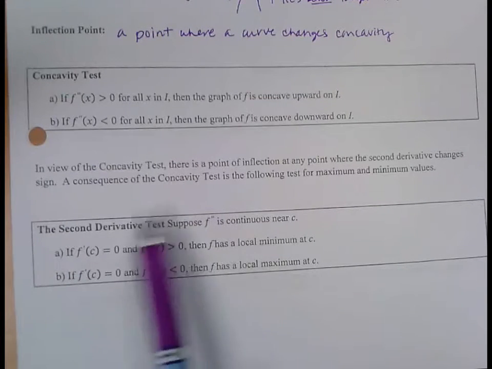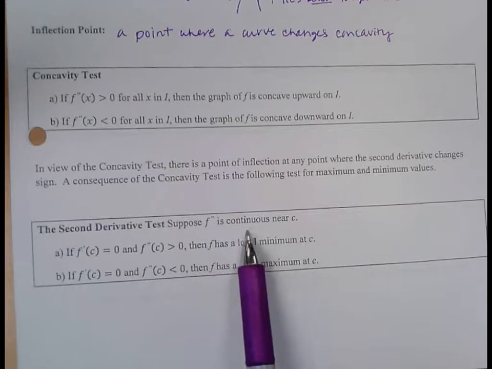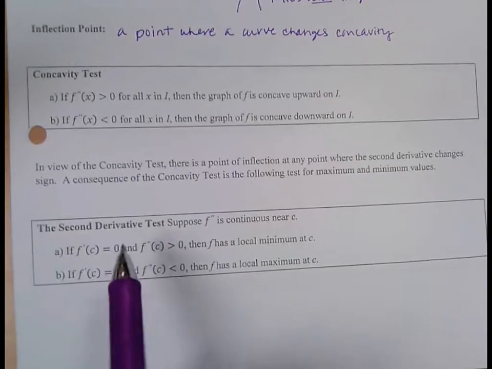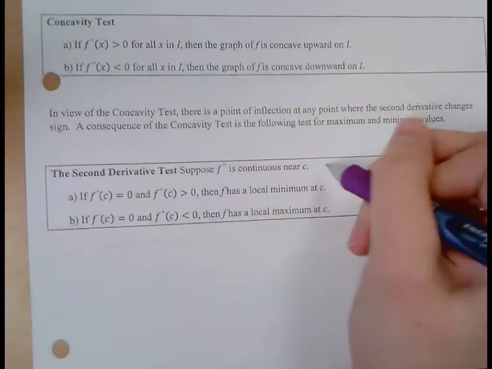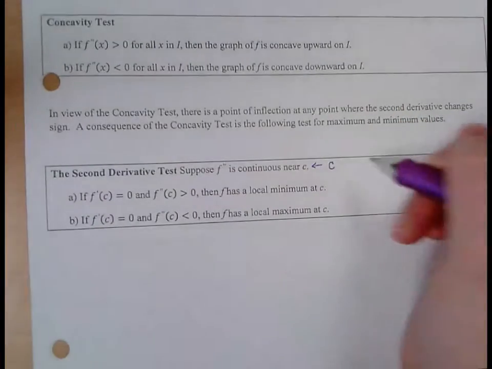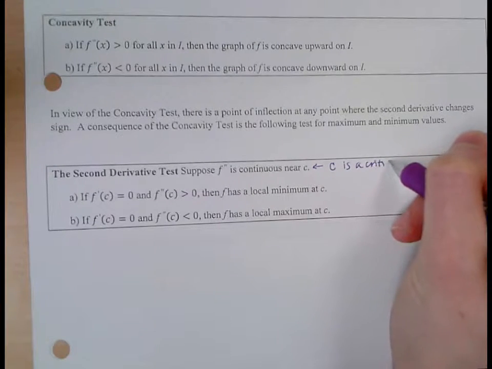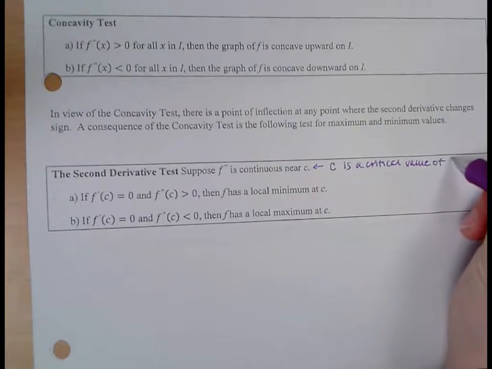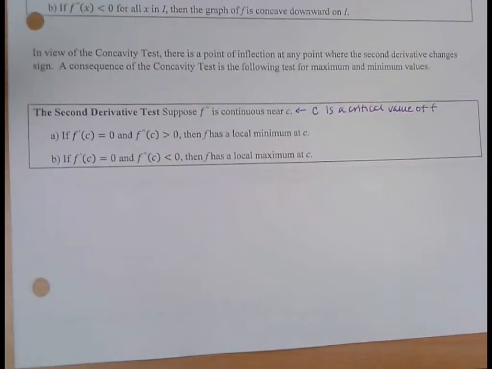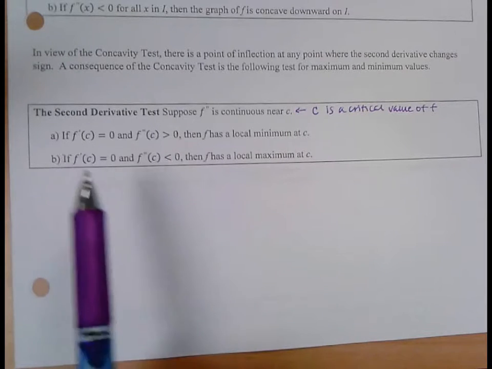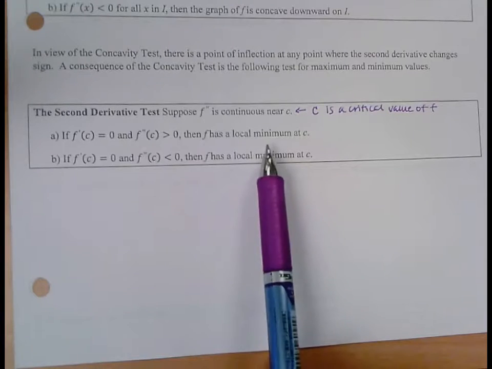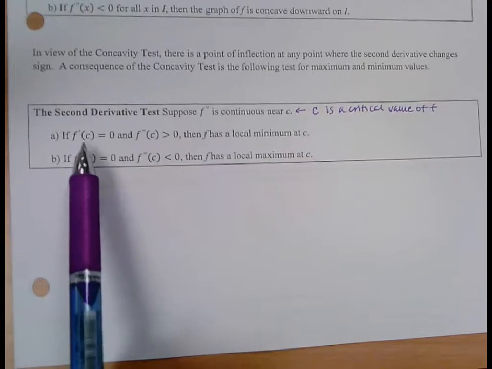So what this second derivative test says is, suppose f double prime is continuous near C. The value C here is a value it shows in both parts A and B. You see f prime of C is equal to 0. So when they're talking about C, C is considered a critical value of f. So if you found the first derivative of a function and you found the critical values where the first derivative was equal to 0, that is a possible place where f could have a local max or min. So instead of then making a sign chart, another way you can do it to determine if there's a local max or min is find the second derivative and substitute that c value also into the second derivative.